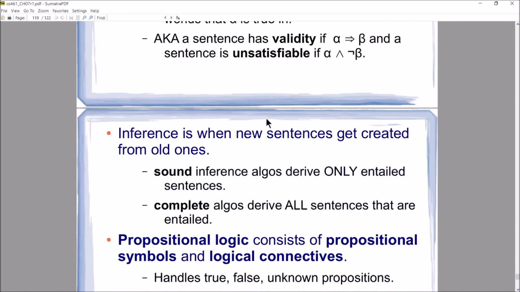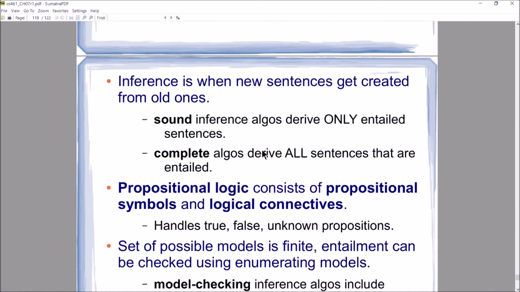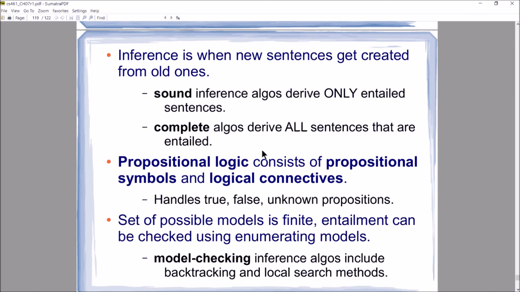Inference is when you get new sentences created from old ones. Sound inference algorithms will derive only entailed sentences, right? Only sentences that were created from original or pre-existing sentences, and complete algorithms can derive all of the sentences that can be entailed. Propositional logic has propositional symbols and those connectives, right? So propositional symbols P, Q, and R, logical connectives and, or, not, implication, bidirectional, and it does handle true, false, and unknown propositions. The set of possible models is finite, and you can check for entailment by enumerating models, right? Remember the truth tables?